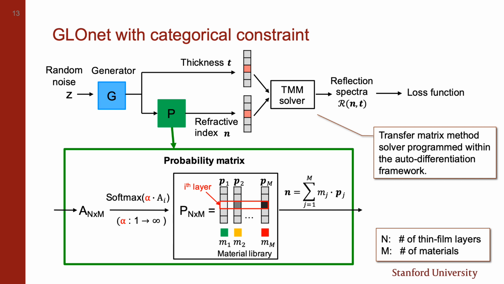Here, alpha would be a hyperparameter that tunes the sharpness of the softmax function. Initially, alpha is set to be 1, and the expected refractive index has contributions from many different materials in the library. Over the course of network training, alpha is linearly increased until the probability distribution of each layer is effectively a delta function, which means the expected refractive index has converged to a single material. Now, the optimization is done.